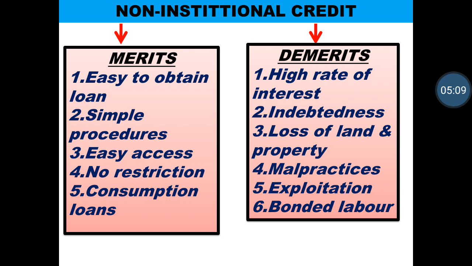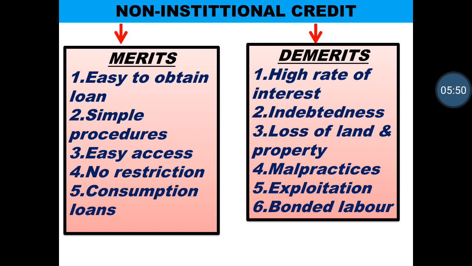Then no restriction. Those who are taking loans from non-institutional credit can use the loan for any purpose, like for any consumption purpose, for any use wherever they want to use. Then consumption loan. Non-institutional credit also provides loans for consumption, like for marriage purposes, to perform any puja at home, and to repair the house, or we can say for any consumption purpose, they can take a loan for any reason. So these are the merits of non-institutional credit, so that 40% of farmers are still depending on them.